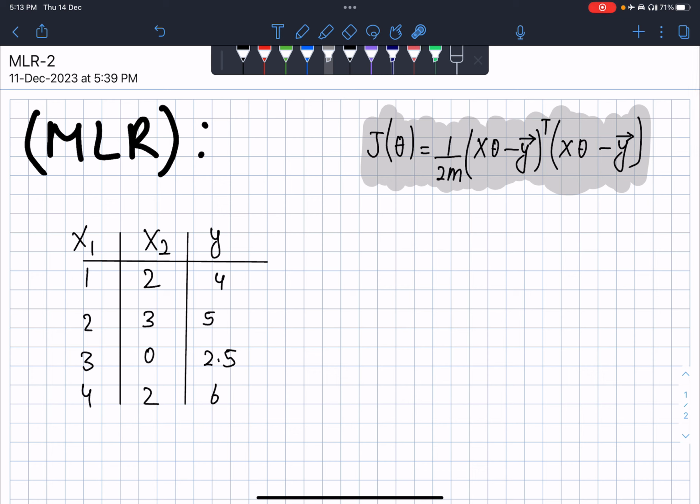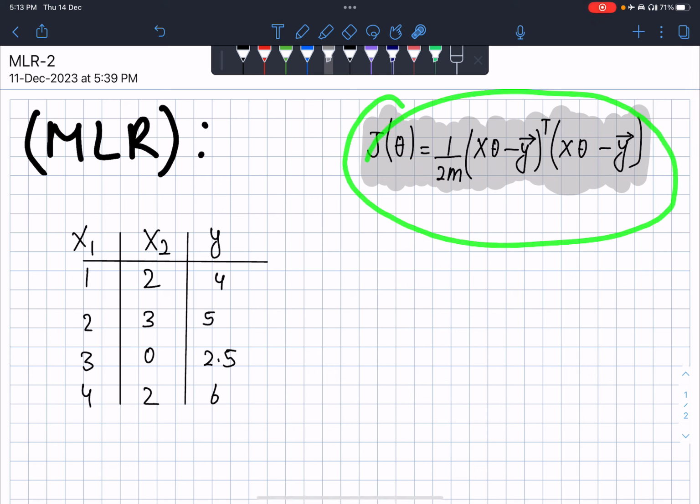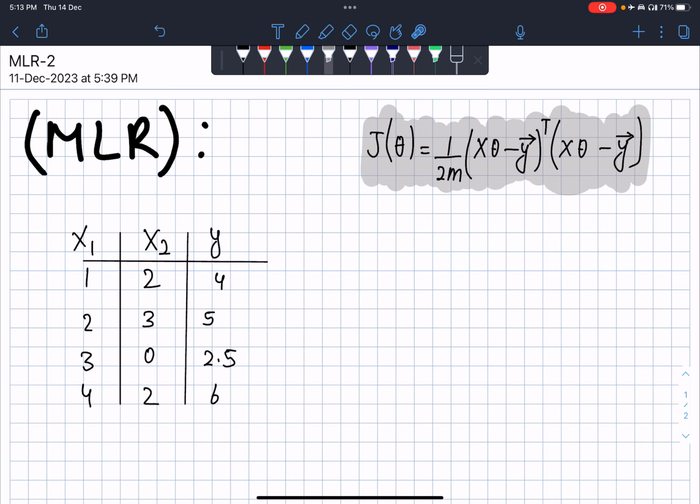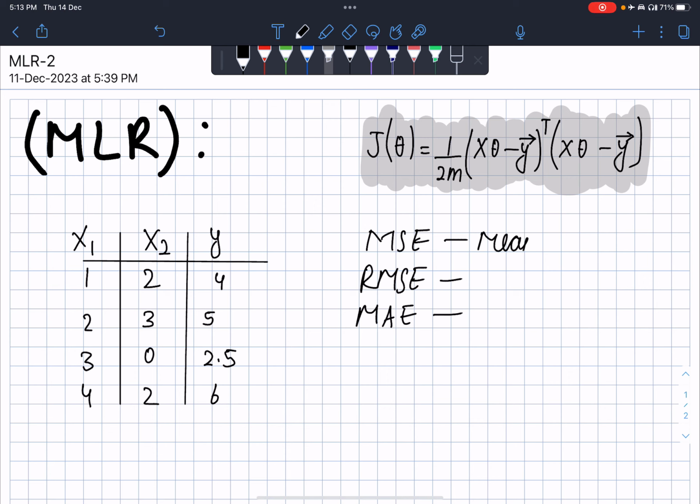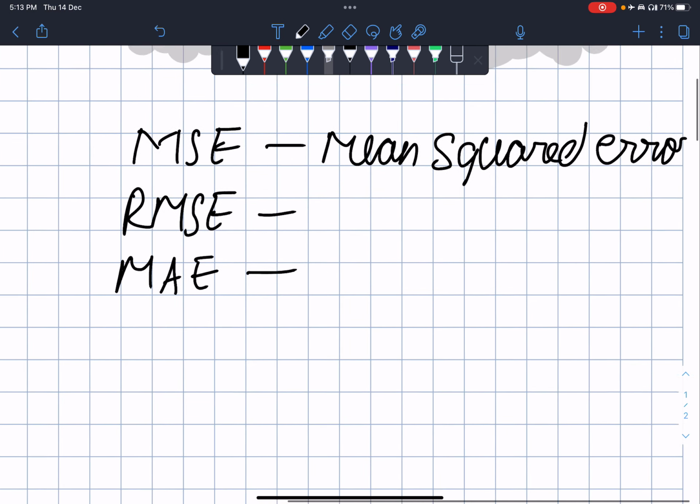Now, in multivariate linear regression we have a cost function, as we have seen previously in linear regression. The cost function has many forms, like MSE, RMSE, and MAE. MSE is the mean squared error.